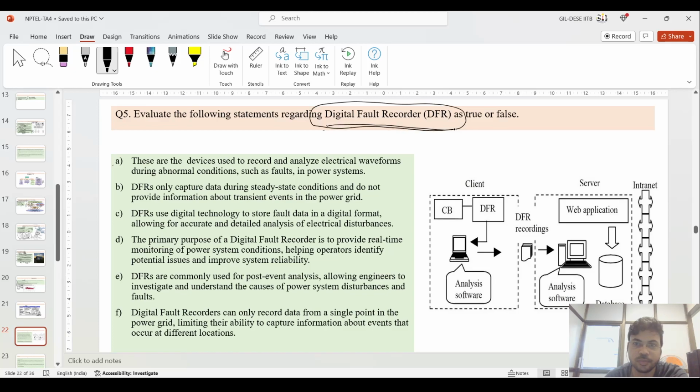Okay, coming to the next question, this question is related to digital fault recorder. It is also one of the applications of this WAM system, wide area monitoring system. You have 6 options. You have to find out which options are correct. You have 4 to 5 minutes to solve this question.